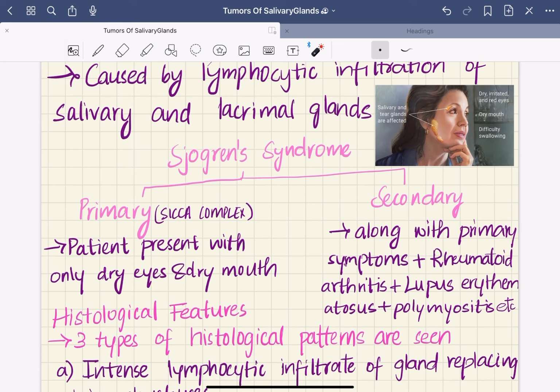In secondary Sjogren's syndrome, along with the primary symptoms, we can see rheumatoid arthritis, lupus erythematosus, and polymyositis. And we can also see secondary Sjogren's syndrome in case of HIV. So in primary Sjogren's syndrome, there are no other systemic complications other than dry eyes and dry mouth. In secondary Sjogren's syndrome, along with the primary symptoms, rheumatoid arthritis, lupus erythematosus, polymyositis and HIV are seen.